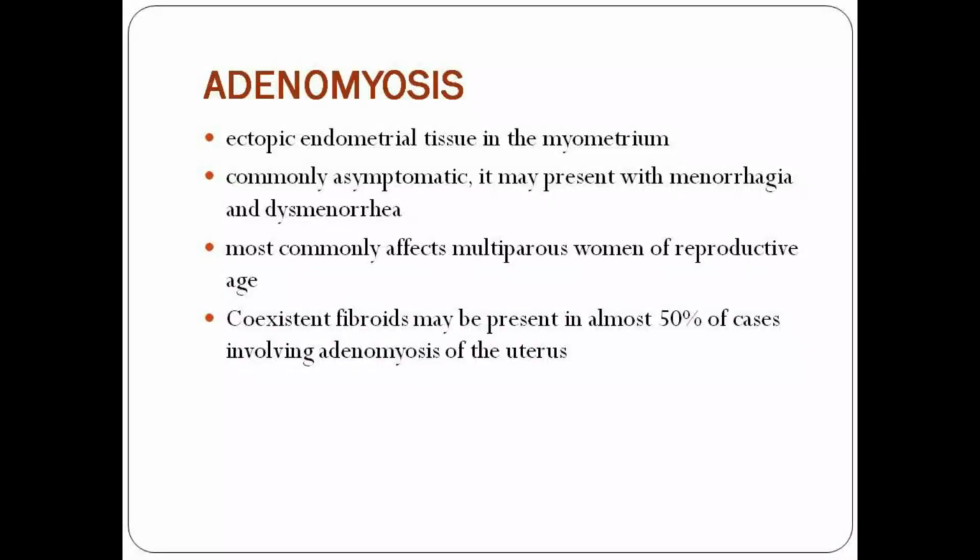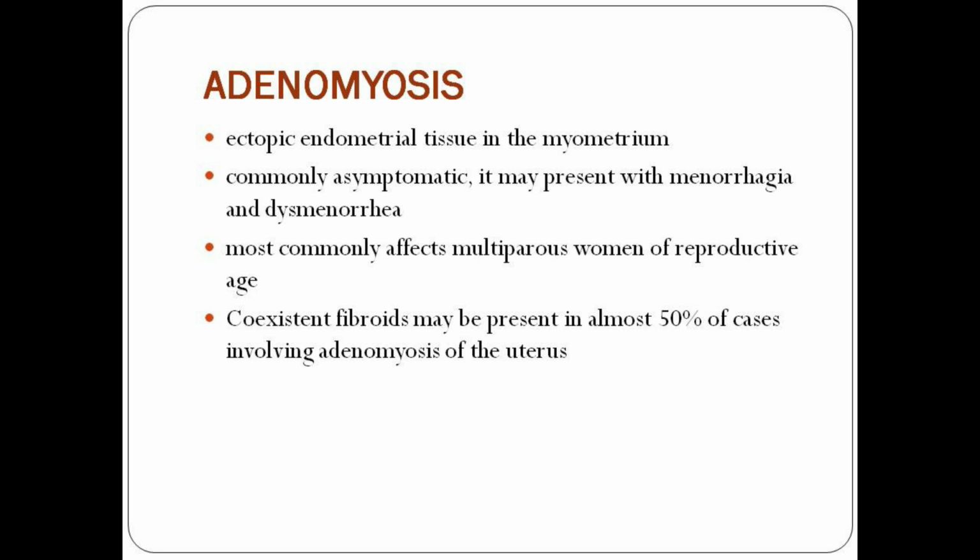So, now coming to adenomyosis. Adenomyosis is the ectopic endometrial tissue in the myometrium. It is commonly asymptomatic, but it may present with menorrhagia and dysmenorrhea. Most commonly, it affects multiparous women of reproductive age, and coexistent fibroids may be present in almost 50% of cases.